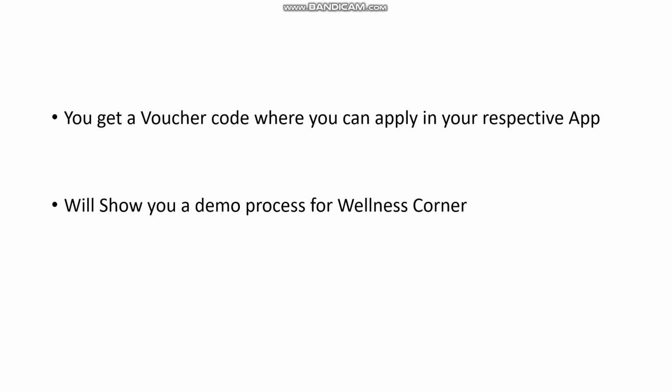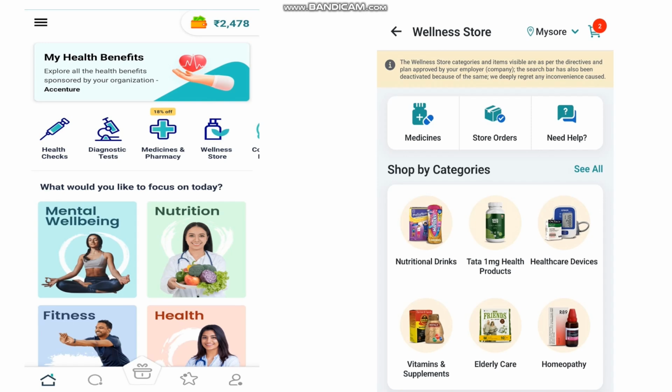For example, in the CultFit app or the Wellness Corner app, you need to go into that app, and you'll see the demo process for Wellness Corner. As you can see over here above, it's showing the wallet balance is 2,478 rupees. Here it will show 5,000 instead of this amount, and you can see various options are available: health checks, diagnostic centers, medicines and pharmacy, wellness store, nutrition, etc. You can see over here on the screen. Pause and see. Various options are available.